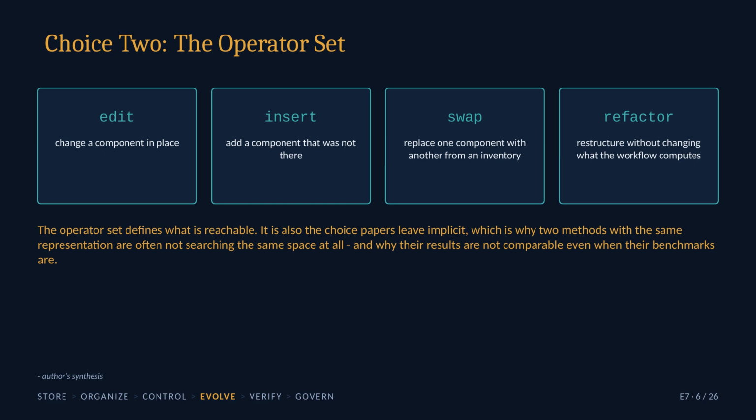Which has a consequence people skip. Their results are not comparable even when their benchmarks are identical. Same benchmark, different reachable set, different problem. Write your operator set down before you start. Nobody does, and it is free.